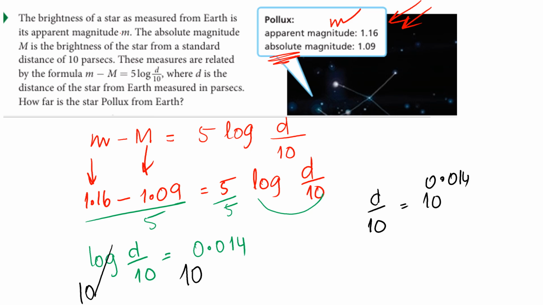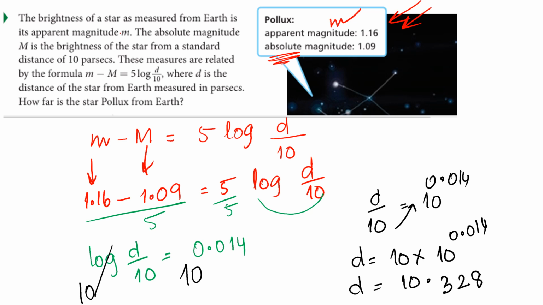Now we have to find d, which means this 10 will be multiplied by 10 to the power of 0.014. Write in the calculator 10 times 10 to the power of 0.014 and the answer will be d equals 10.3276. Do the calculation very carefully. If my answer is wrong, try to manage yourself.